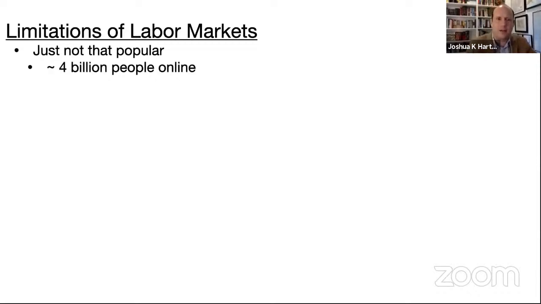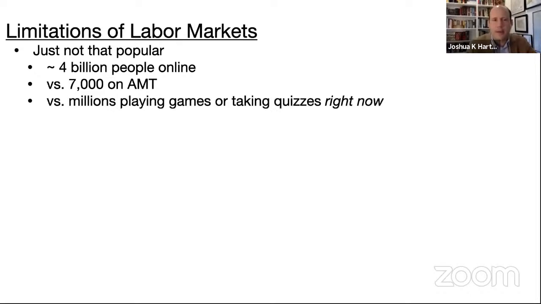Limitations of labor markets, though, that I really want to highlight are that they're just not that popular, right? So there's around 4 billion people with internet access and about 7,000 at any given time who will do experiments on Amazon Mechanical Turk. That's based on some catch and release experiments. Versus millions of people playing games or taking quizzes on the internet right now.